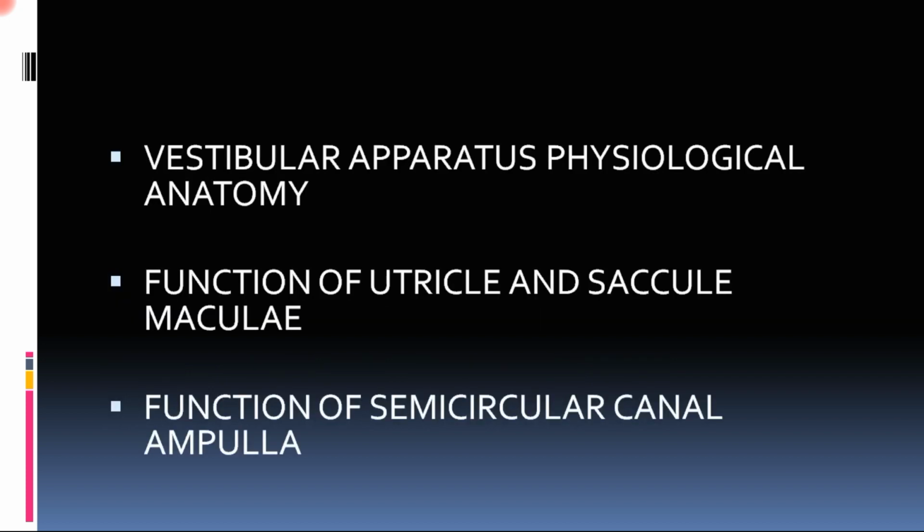This topic will be covered under the following headings. First of all, we will look at the vestibular apparatus and its physiological anatomy. Then there are various functional units of vestibular apparatus, that is the utricle and saccule and the semicircular canals. Afterwards we will look at the functions of each of them, that is the function of utricle and saccule and the function of semicircular canal.